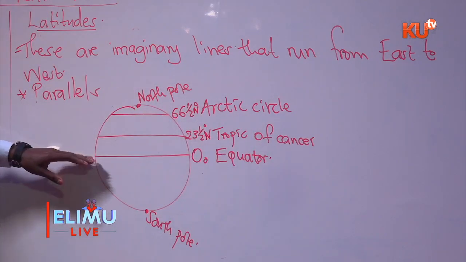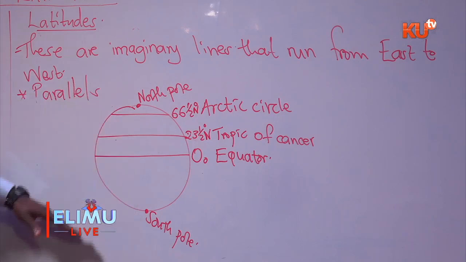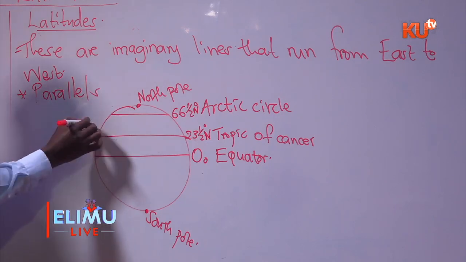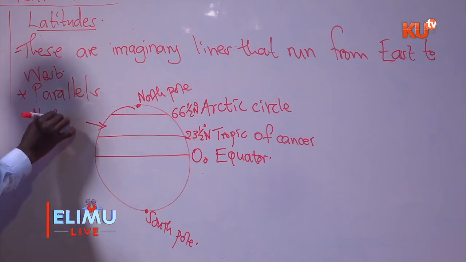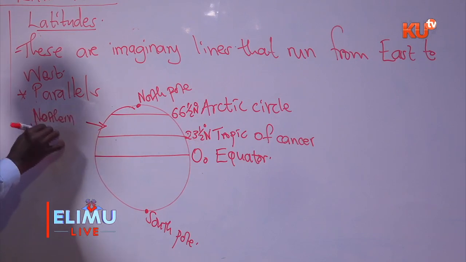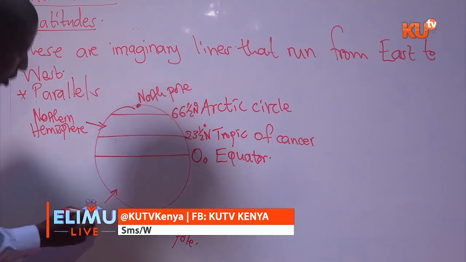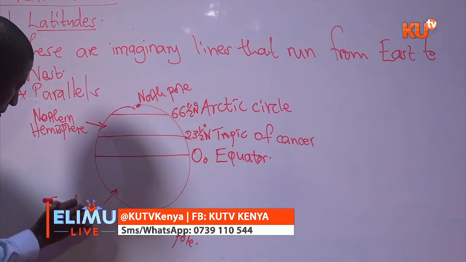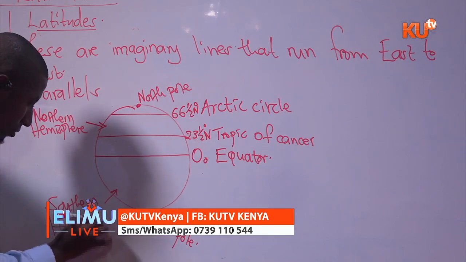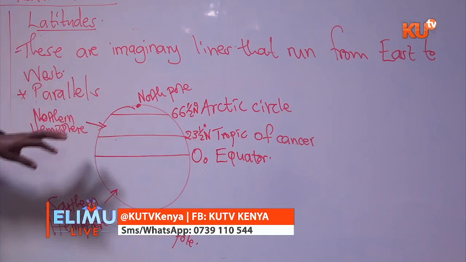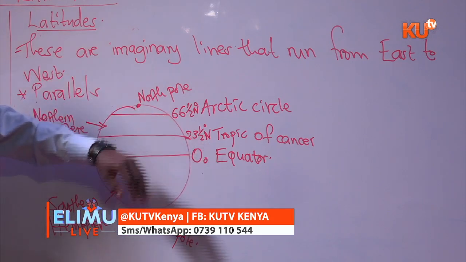The equator divides the world into two. So the northern side and the southern side. And these sides are called hemispheres. So we can call this the northern hemisphere, and this side can be called the southern hemisphere. So those are the major lines of latitude to the north.